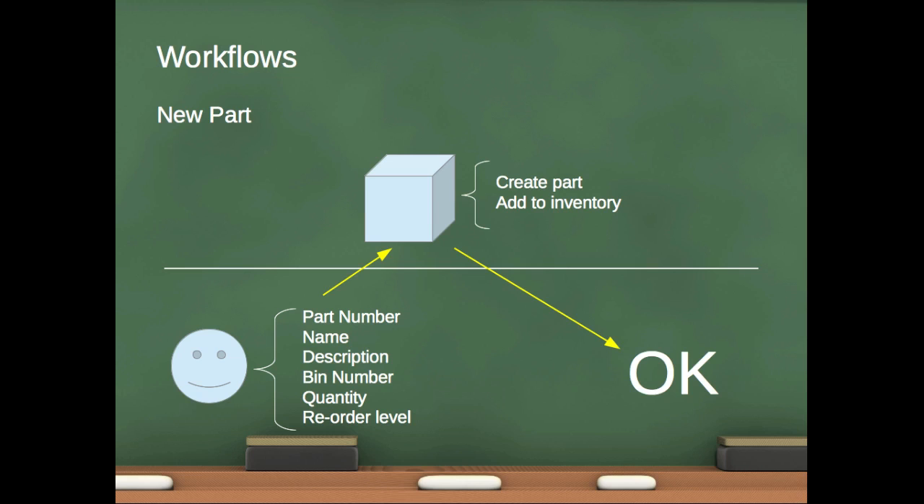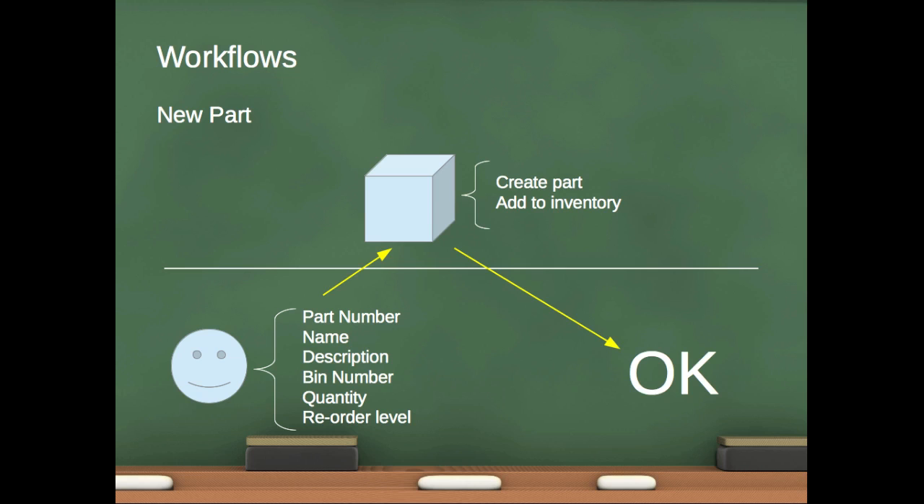So to add a new part, the user needs to specify the number of the part, the name of the part, a description of the part, a bin number, which is the location, an initial quantity of the part, and a reorder level. In other words, how many of that part will trigger an alert to the parts room person that says, hey, your order is getting low, we better reorder from the vendor.